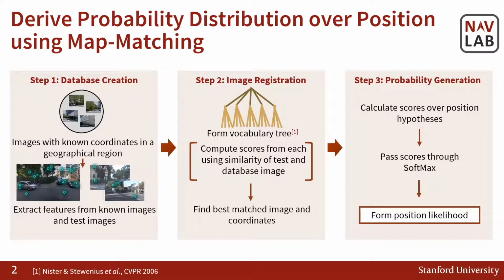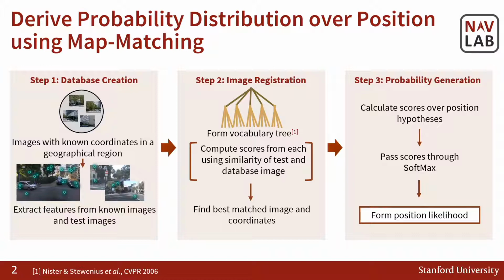Our first contribution is deriving a probability distribution over position using map matching. We designed a three-step approach for this. In step 1, we create a database of images which are selected from a geographical region with known coordinates. Then we extract features from this database of images as well as images that we receive at runtime.